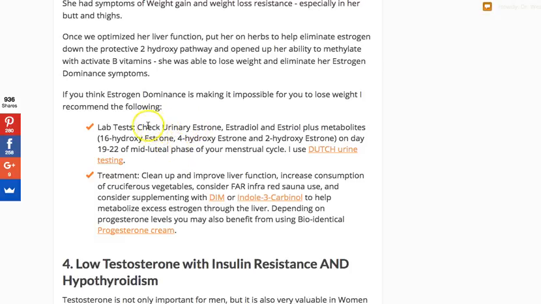So again, I recommend checking the urinary estrone, estradiol, and estriol levels, because you need to see these metabolites, the 16-hydroxyestrone, the 4-hydroxyestrone, and the 2-hydroxyestrone. And I recommend, obviously, if you didn't already know this, they need to be checked on day 19 through 22 of your cycle, otherwise known as the mid-luteal phase. And the testing that I recommend is called Dutch urine testing, and I believe it stands for dried urine testing for comprehensive hormones. It also checks cortisol and cortisone and some other things that we'll be talking about later in this video as well.